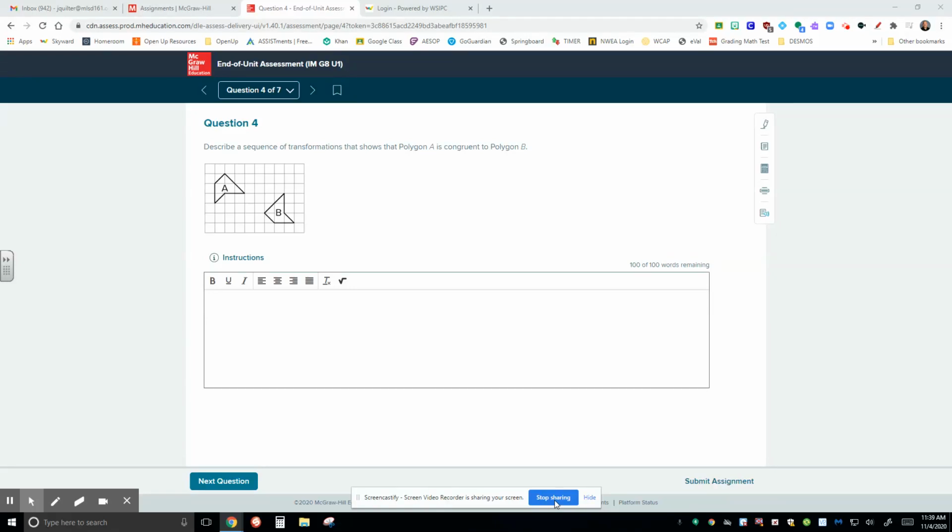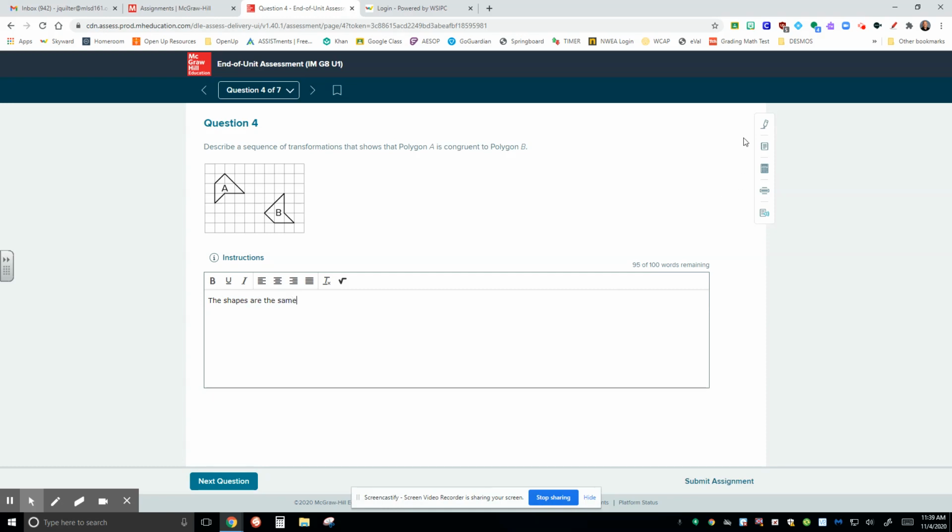I want to take a minute to explain the scoring on the test as you see it and talk about some things that we can do to improve. Here's question number 4. It says, describe a sequence of transformations that show polygon A is congruent to polygon B. One common answer that I've received is it says the shapes are the same.